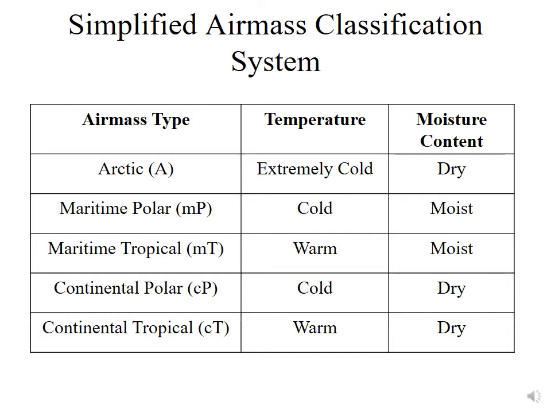So what I'm going to be emphasizing is a simplified air mass classification system that just uses these 5 different air mass types. We have Arctic, which is extremely cold and dry, maritime polar, cold and moist, maritime tropical, warm and moist, continental polar, cold and dry, and continental tropical, warm and dry.